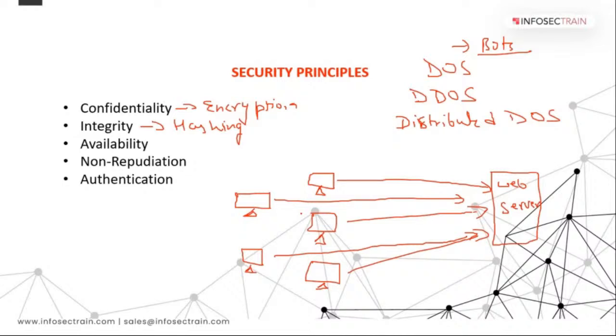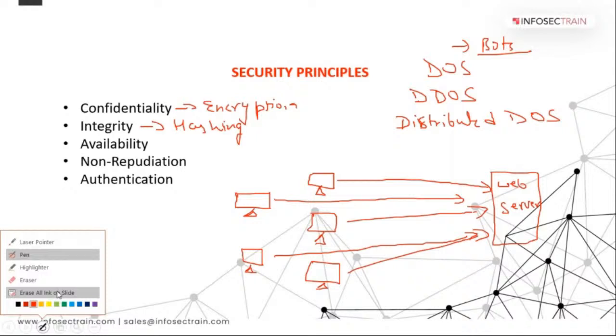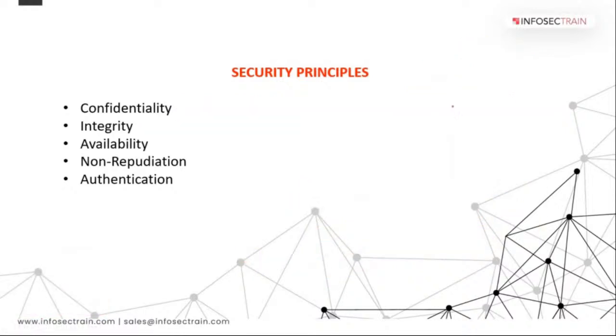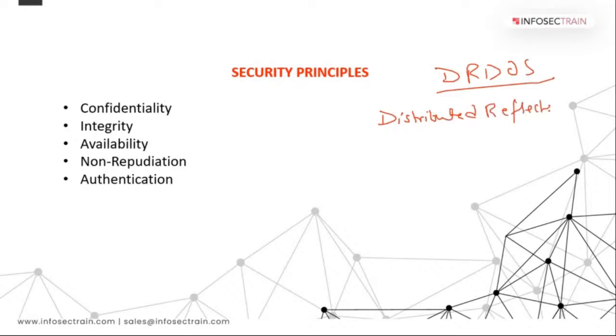Okay. Now this is a DDoS. That's how you can attack the availability, right? Now next we have is DRDoS. So DRDoS is what? DRDoS is distributed reflected denial of service, right? Now what happens in that?